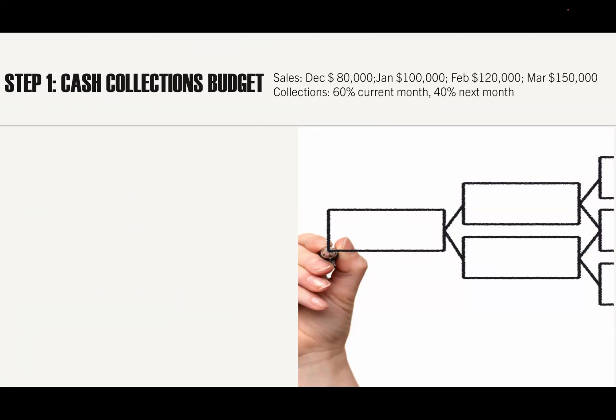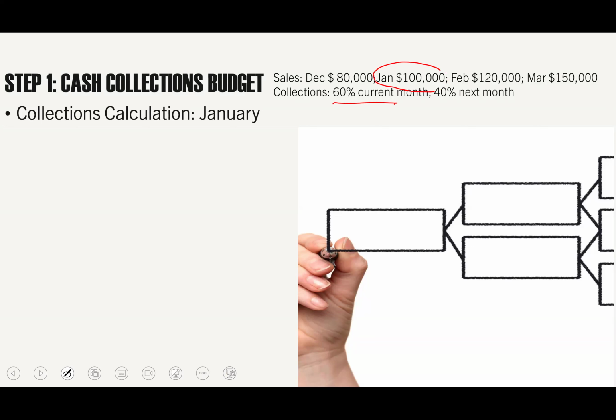Okay, I copied the numbers here so that you can recall what are the sales and what is the cash policy that this company has. Now, let us do the cash collections in January. Okay, remember our collections are 60% of the current month. So it should be pretty clear that we are going to collect 60% of the January sales in January. Okay, what else do you think they will collect?